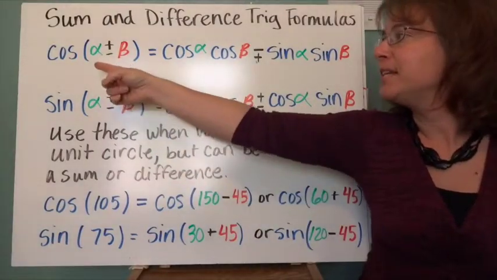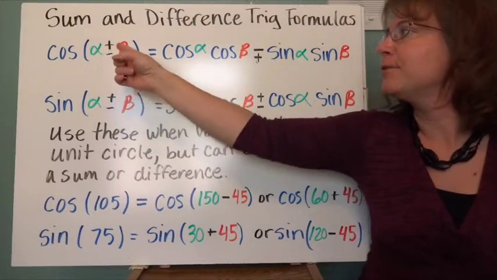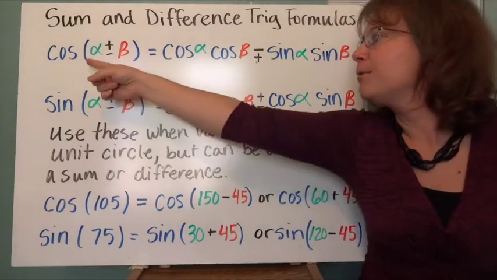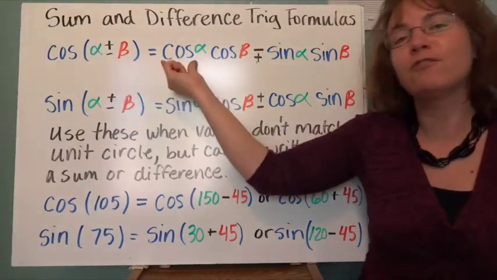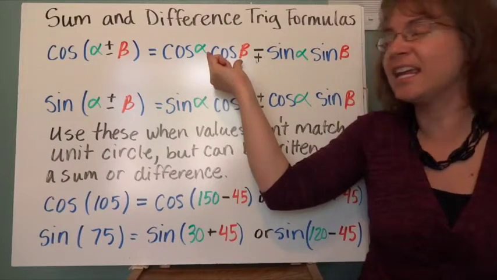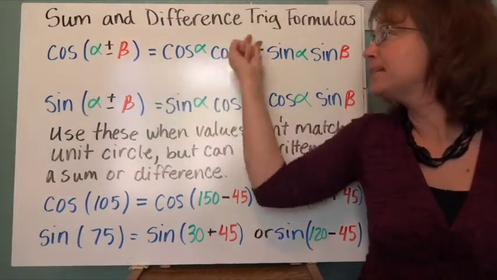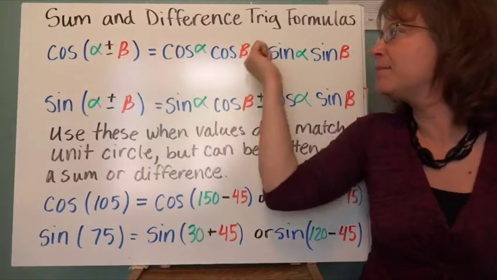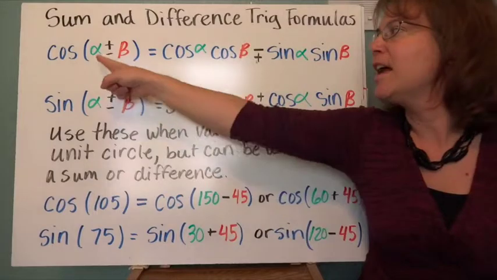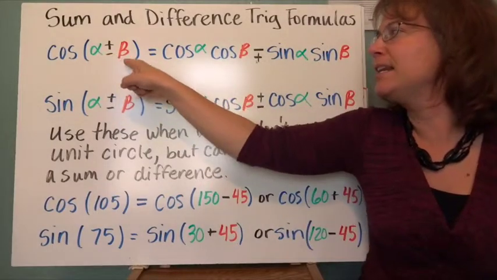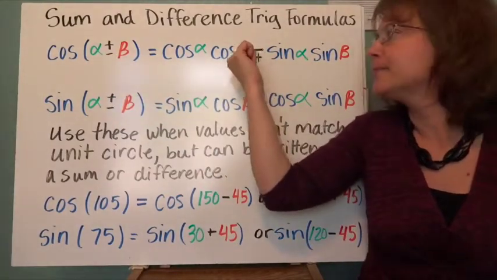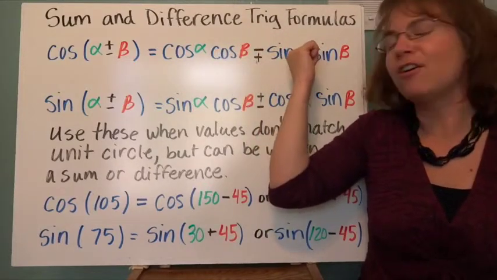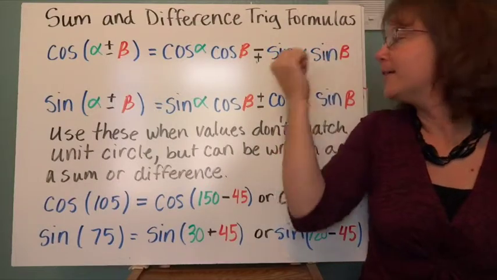to be. If we take the cosine of the sum of two angles, or the difference of two angles, we get the cosine of the first angle times the cosine of the second angle. Now notice my plus and minus switched right here. That means if I have alpha plus beta, I'm going to end up with a minus right here. And if I have alpha minus beta, I'm going to end up with a plus. Cosine beta plus or minus sine alpha times sine of beta.